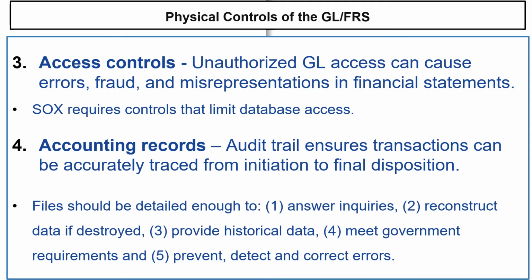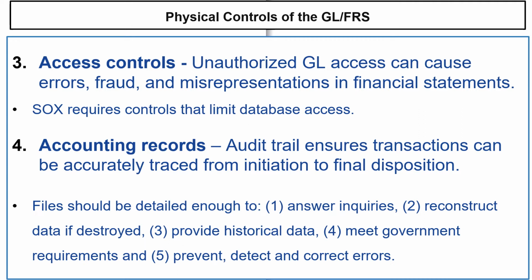Three, the third physical control activity is access control. Unauthorized general ledger access can cause errors, fraud, and misrepresentation in financial statements. And this is supported by Sarbanes-Oxley requirements, which require controls that limit database access.